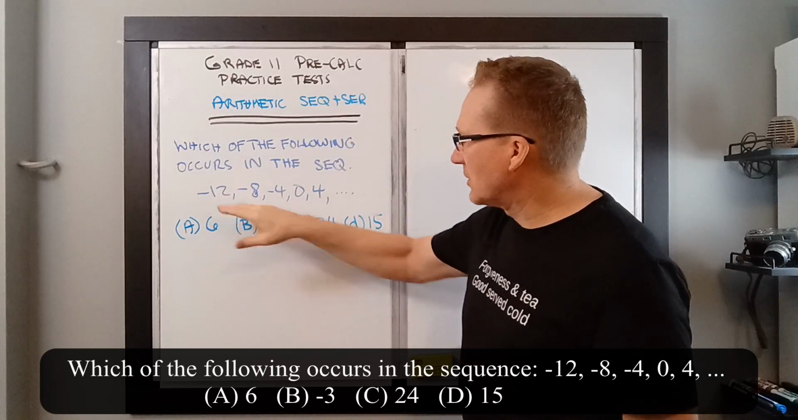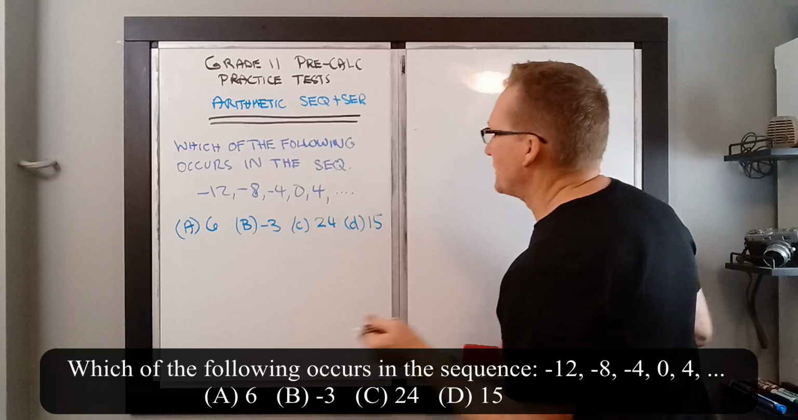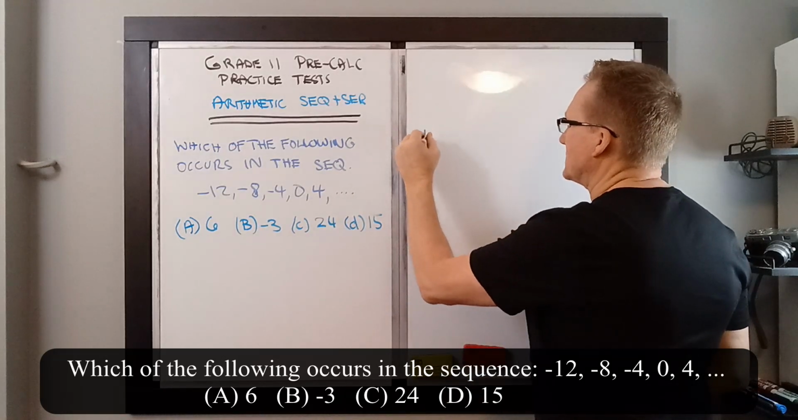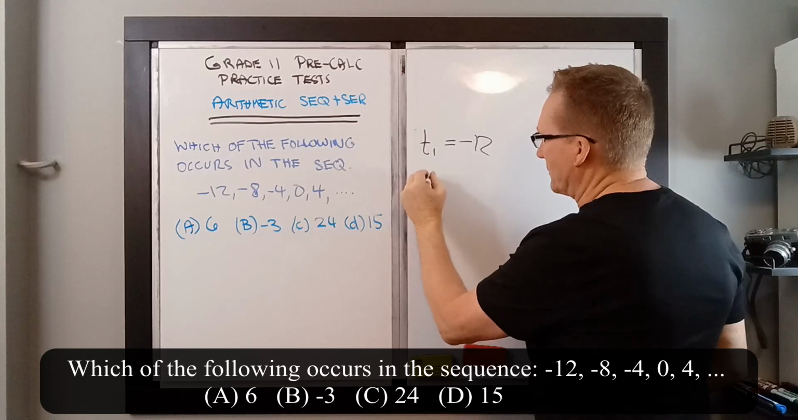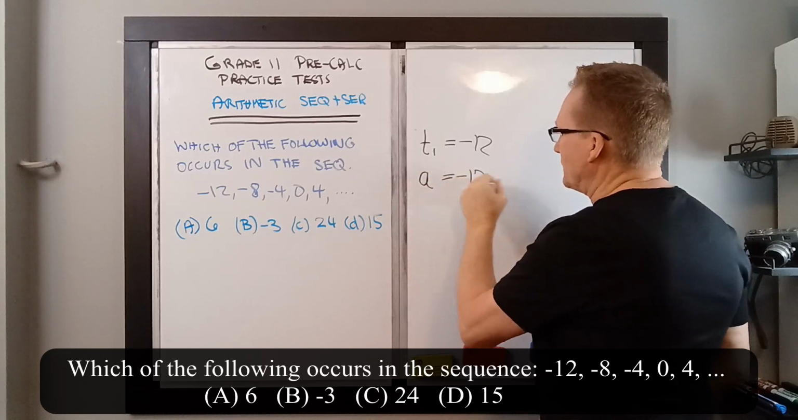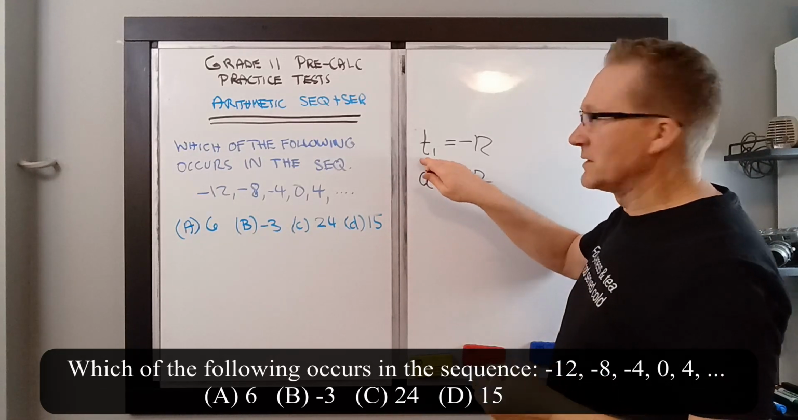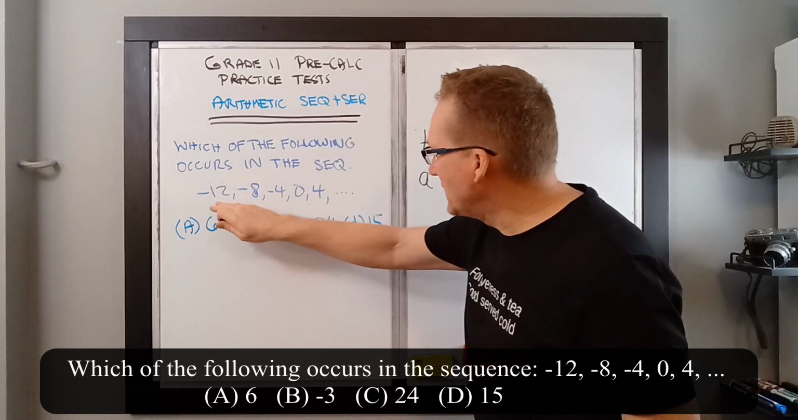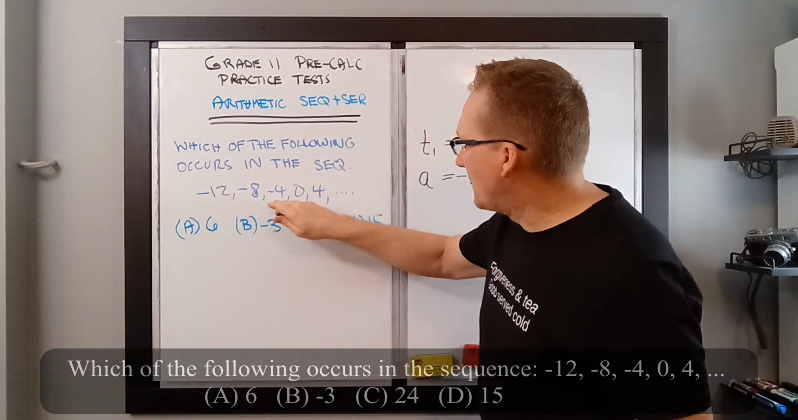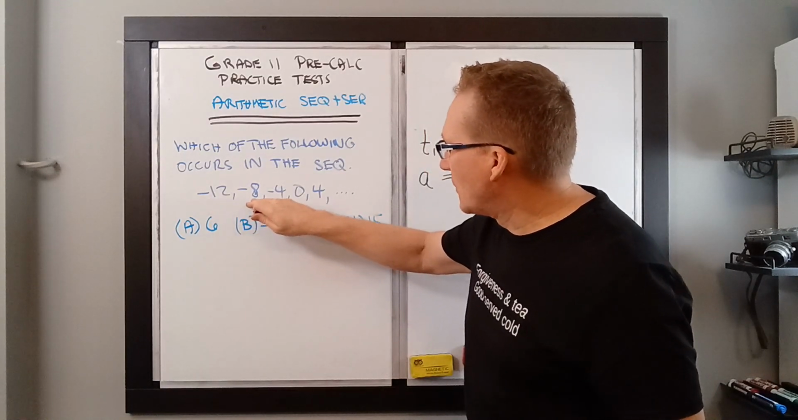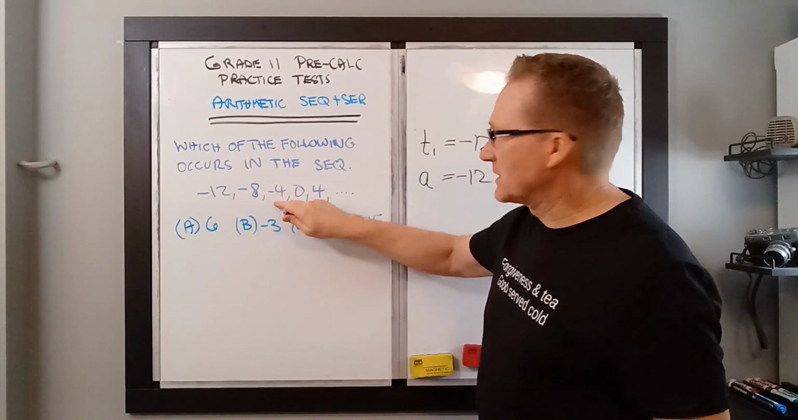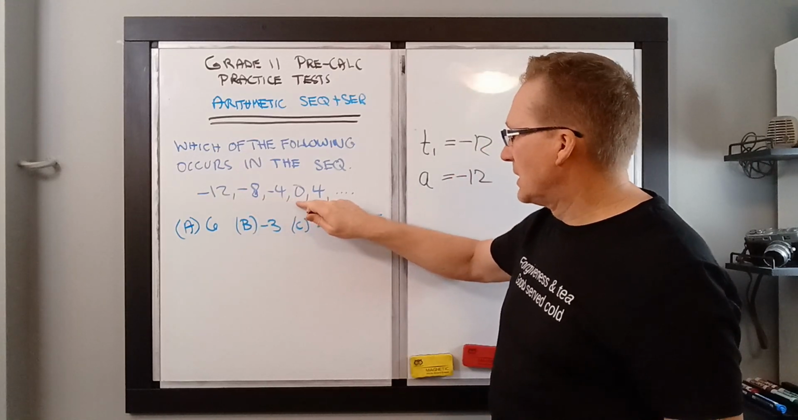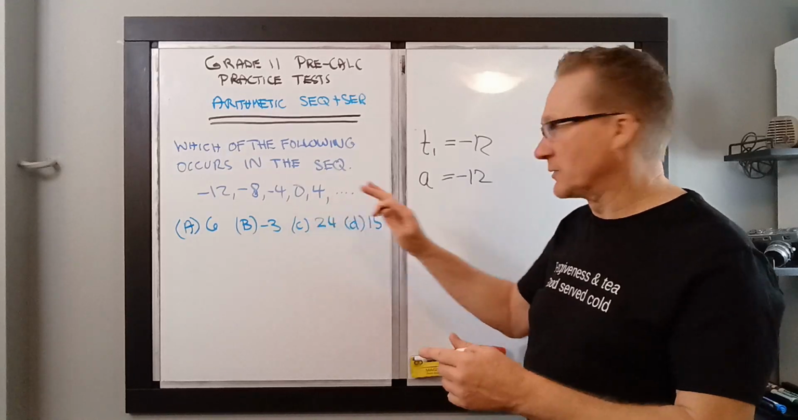As you can see here, the first number in this sequence is T1 is equal to -12. Sometimes people will refer to this as A, the first one, A or T1, the first term. And then we go up by what? It looks like we're going up by 4 each time. Notice the difference here is 4: -8 plus 4 is -4, -4 plus 4 is 0. Every one of them is 4. So you've got this D here.